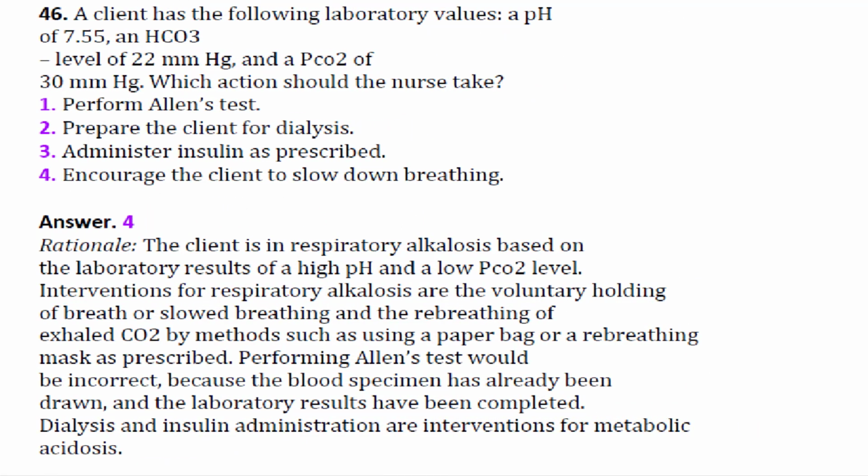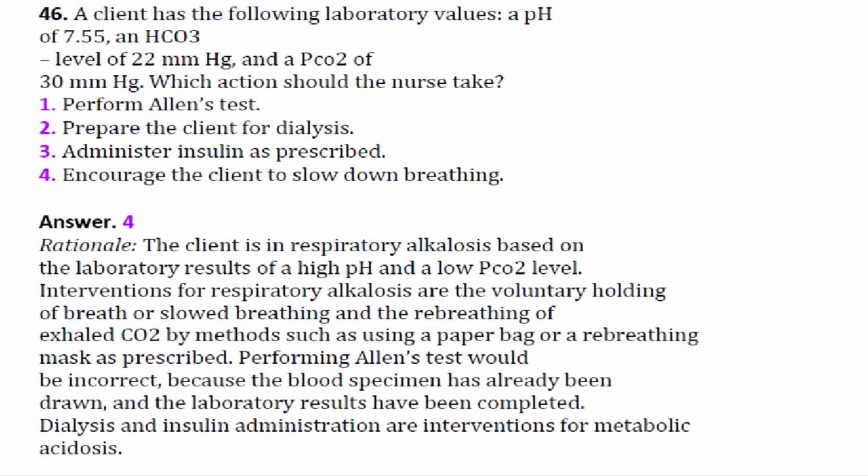46. A client has the following laboratory values: a pH of 7.55, a CO2 level of 22 mm Hg, and a CO2 of 30 mm Hg. Which action should the nurse take? 1. Perform Allen's test. 2. Prepare the client for dialysis. 3. Administer insulin as prescribed. 4. Encourage the client to slow down breathing.